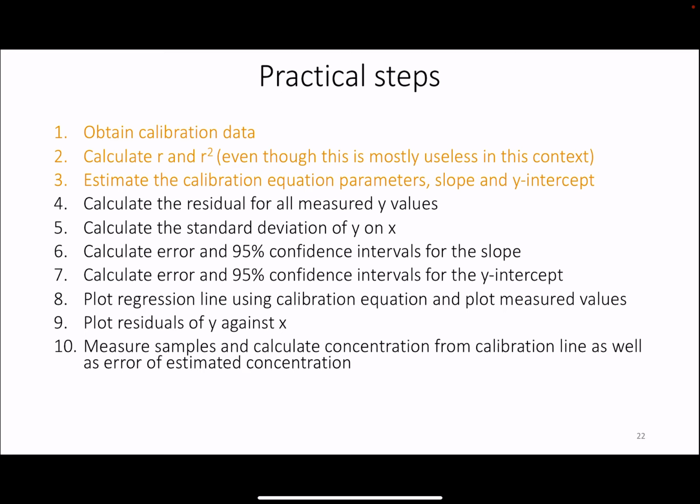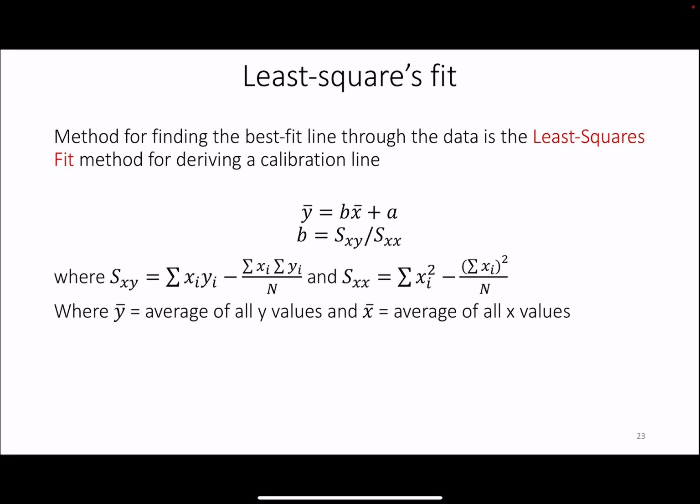Okay, so you've estimated the useless one, and now you can move on to getting the slope and intercept. The way you find the best fit line through the data is the least squares method for deriving a calibration line. You can see here y bar, which is the average of all your y values, equals the slope times x bar plus a, where x bar is the average of all your x values. First you calculate the slope b, and these are the equations here. I put them on because people don't frequently look at them, but this is what's actually happening in the background.